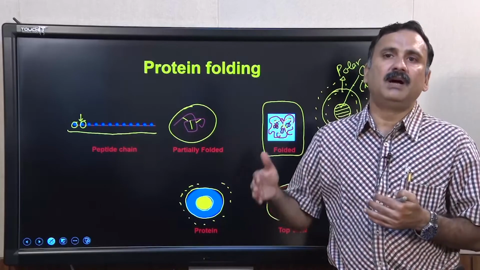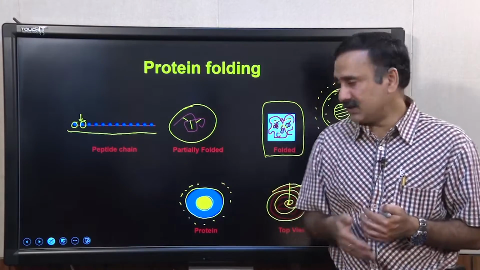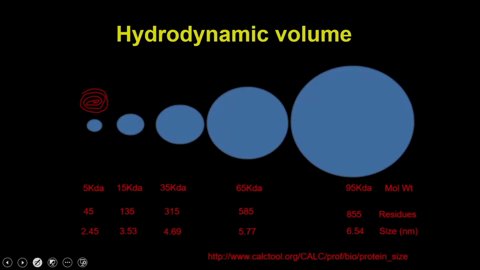As we discussed, the amino acids are arranged along an axis in globular proteins, so there is always a relationship between the diameter of a protein and its molecular weight. Let us see how it happens. I have shown you multiple examples. I have taken a protein of 5 kilodalton, which has 45 amino acids, and if you calculate its diameter, you will see that the diameter of this protein is 2.45 nanometer.